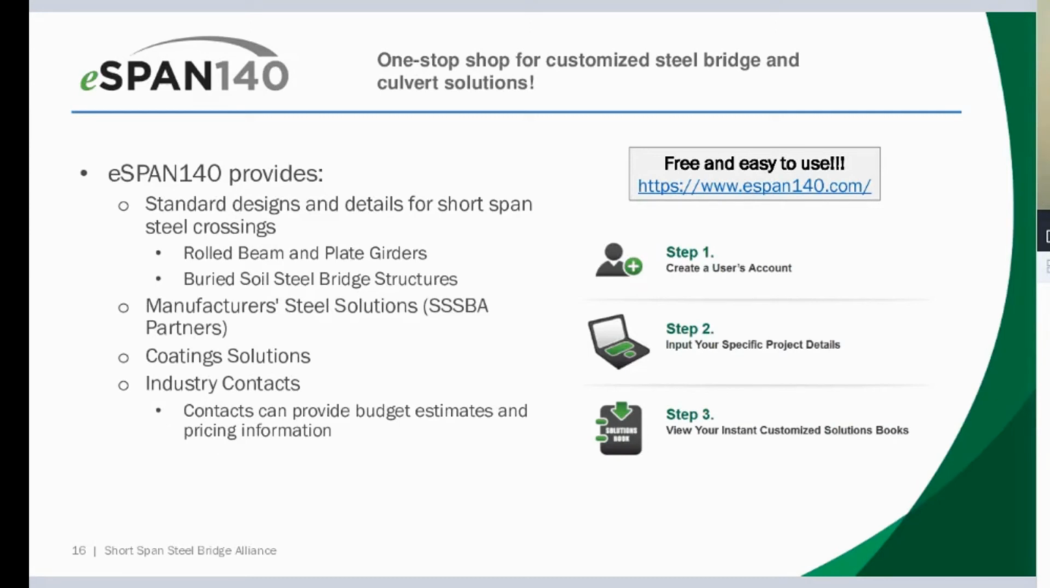The standard designs that are available within eSpan are obviously the rolled beam and the plate girder bridges that I've discussed previously, as well as solutions for buried soil steel bridge structures. You'll also find information for manufacturer prefabricated solutions, as well as information on coding and a wide library of industry context to help you implement your short span steel bridge project.